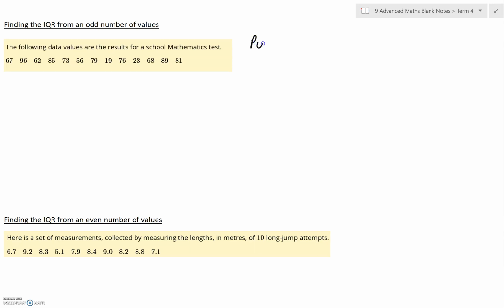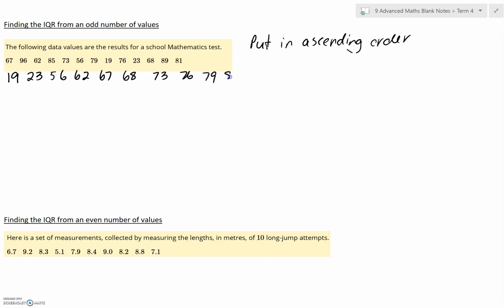So the very first thing we have to do here is, again, put in ascending order. So ascending order is the way to go here. When you've done that, make sure you've got the correct number at the end. So I'm just going to do that. I know you guys can manage that. So ascending order, 76, 79. Okay, so I've got 13 data values, which is what we started with up there. Make sure that you have that. That's really important. Now, the middle value here is going to be 73.